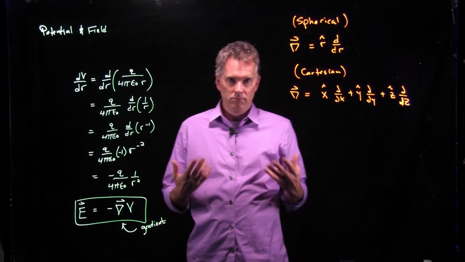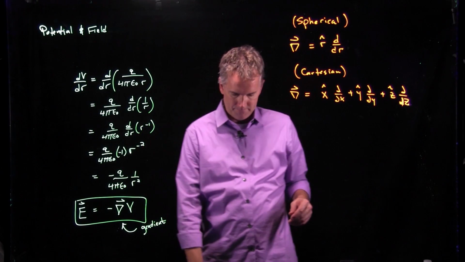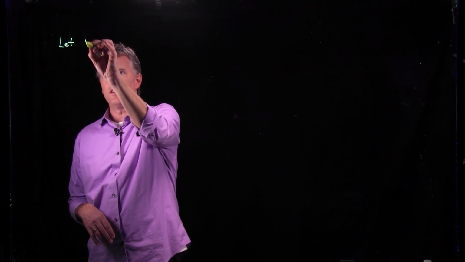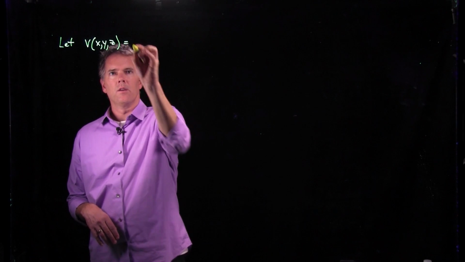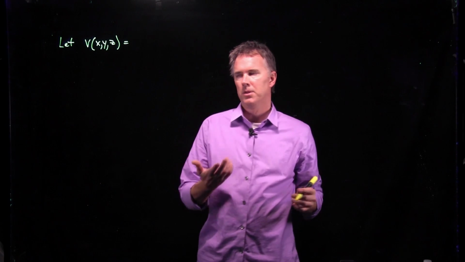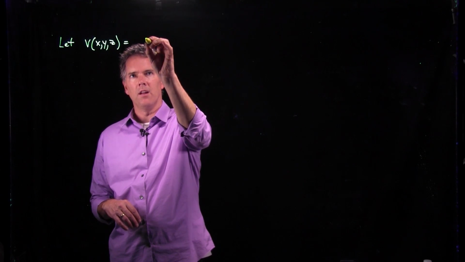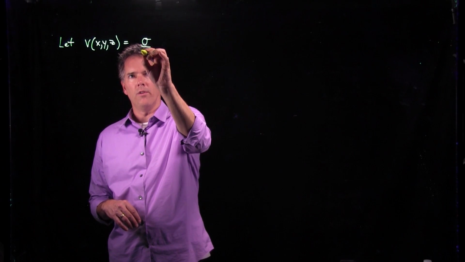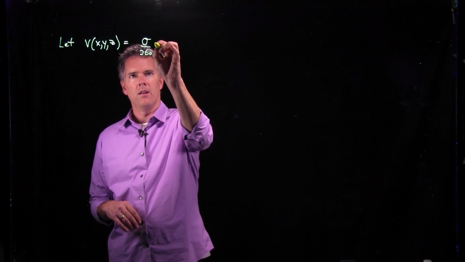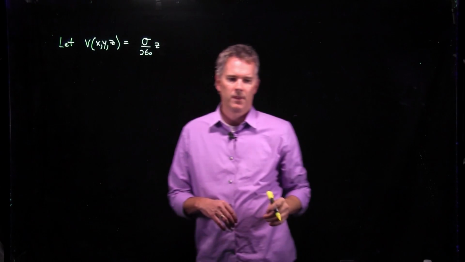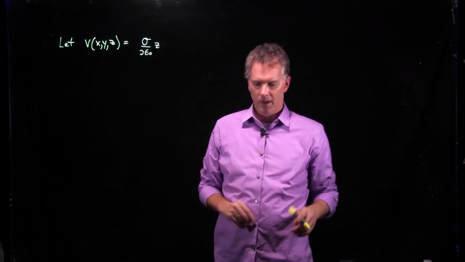Let's try a very simple example of this. Let's try a simple example of calculating the electric field if we are given the potential. And let's say that the potential is the following. It's an XYZ coordinate space, but we're just going to let the potential equal some constant, and let's say that that constant is sigma over 2 epsilon naught, times z. Okay? Constant and then multiplying by z.